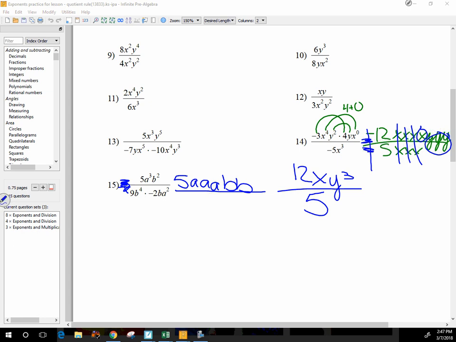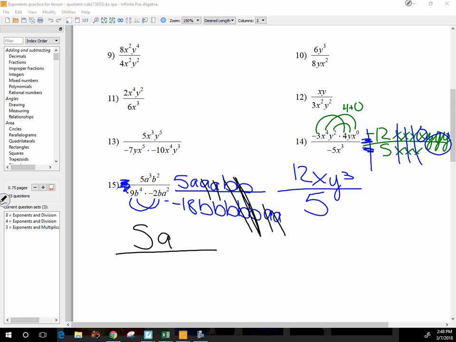Some multiplication I can do here. 9 times negative 2. I have 4 b's plus 1 more. And then I have only 2 a's over here. So this b and this b will cancel out. I have 1 here for this one and 1 here for that one. And does anything else? 5 and 18 don't go together, do they? So then I have 18 with 3 b's on the bottom. Not just an 18, but a negative 18.